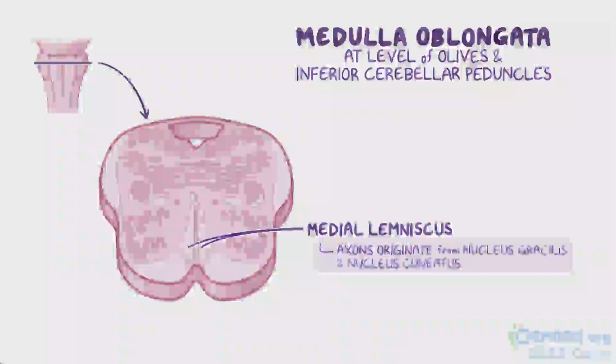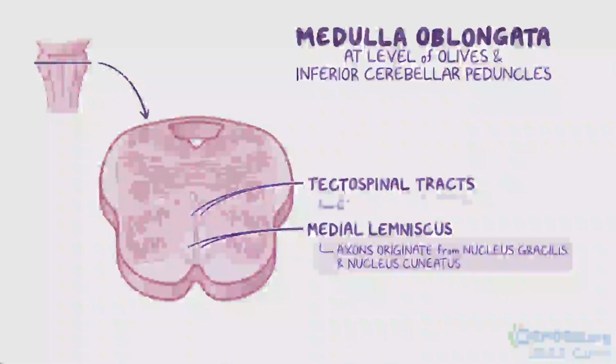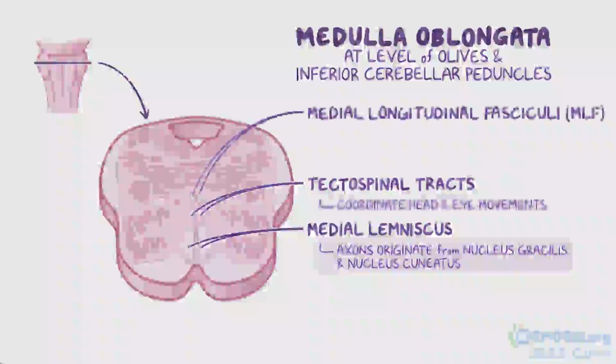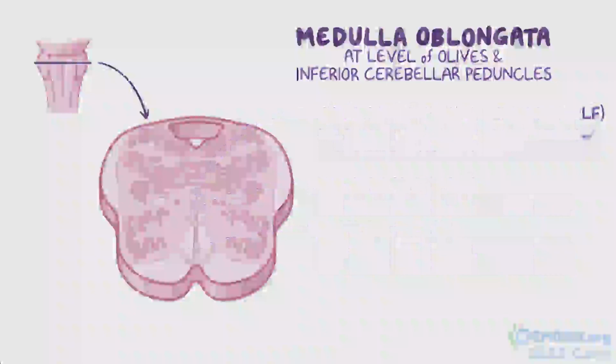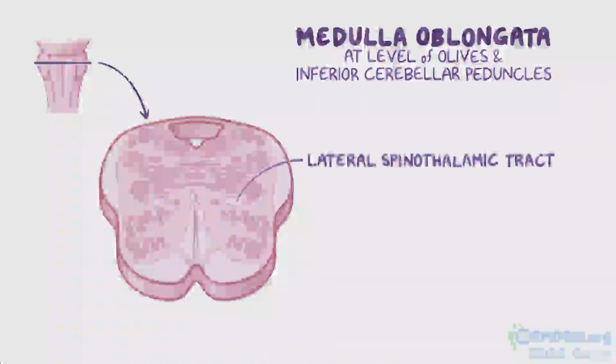Dorsal to the medial lemnisci, and between the reticular formation, there are the tectospinal tracts that coordinate head and eye movements. Between the tectospinal tracts and the hypoglossal nuclei, there are the medial longitudinal fasciculi, or MLF, which connect the vestibular and cochlear nuclei with the motor nuclei of the cranial nerves 3, 4, and 6. Lastly, between the reticular formation and inferior olivary nuclei are the lateral spinothalamic tracts, and laterally, near the surface of the medulla, are the anterior spinocerebellar tracts.